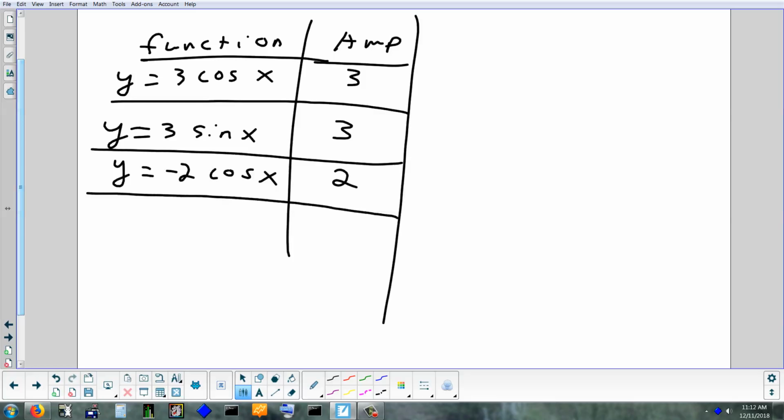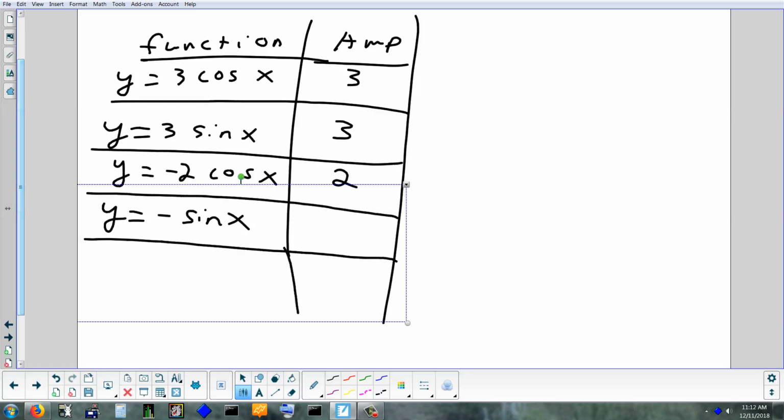Okay? How about that one? What would be the amplitude of that? 1. So the negative does something, but what it does doesn't change the amplitude.